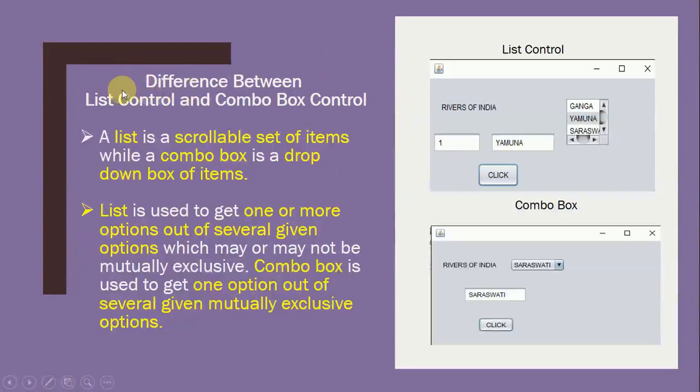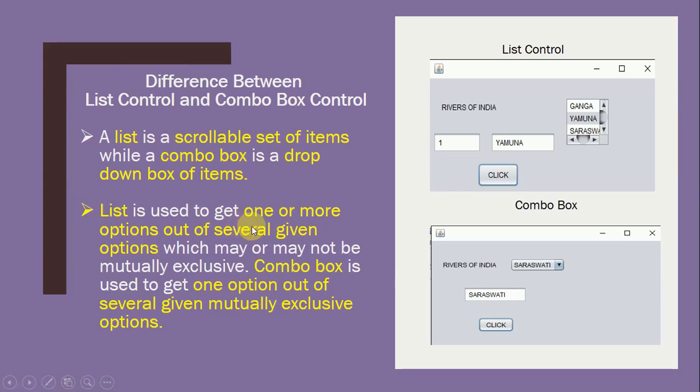Now, before leaving, we must know the difference between the list control and the combo box control. You can see here, a list is a scrollable set of items, while a combo box is a drop down box of items. You can see here the structure is different. It is a scrollable list, while a combo box is a drop down list.